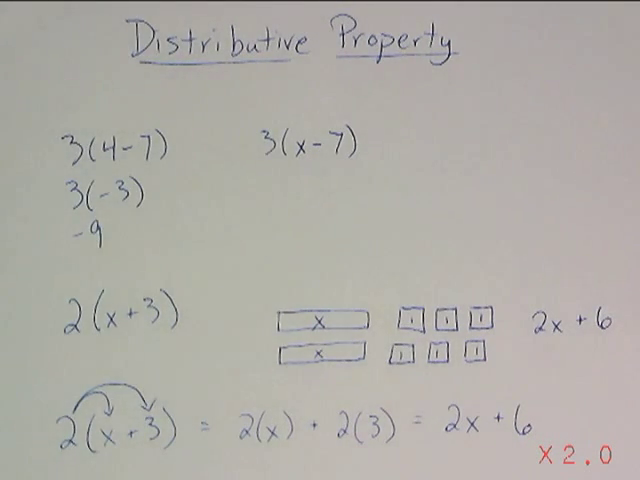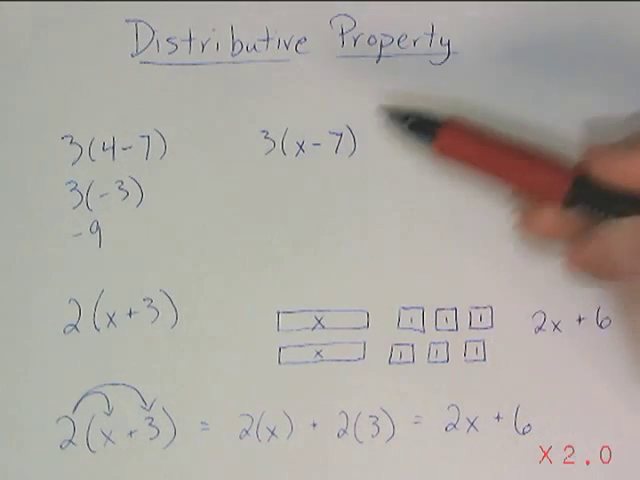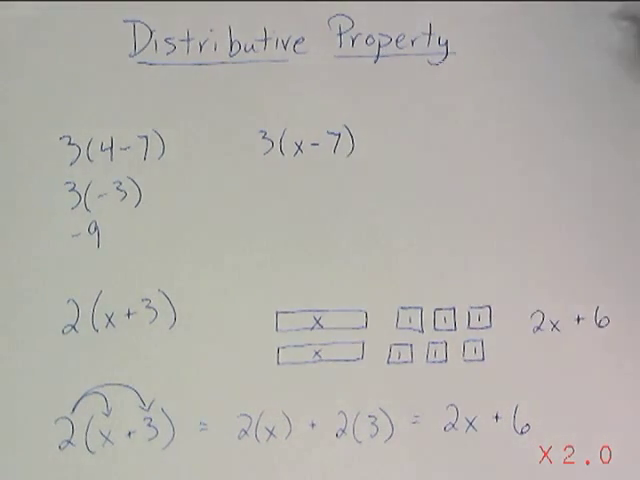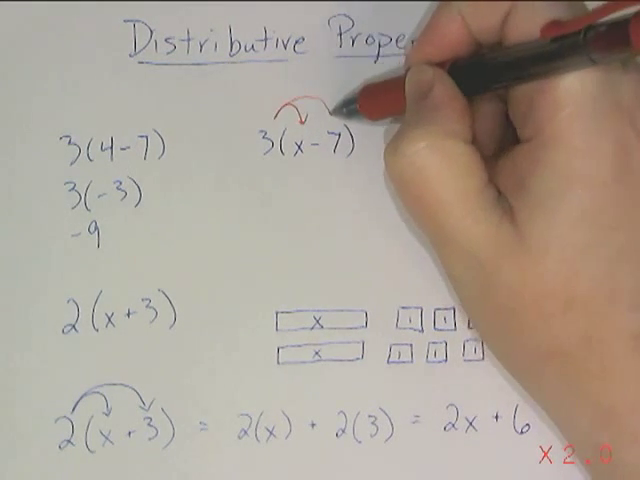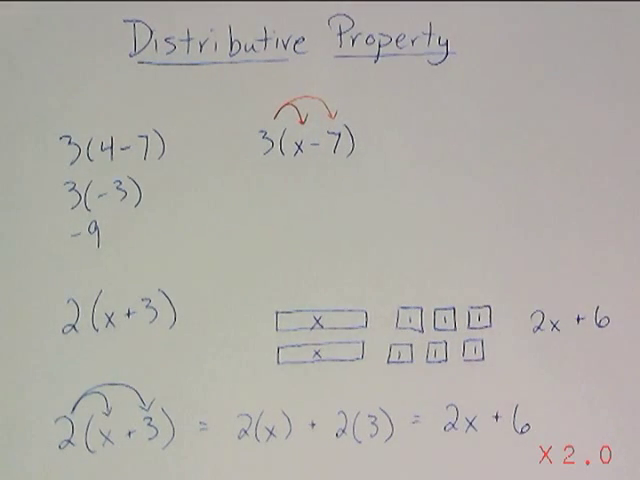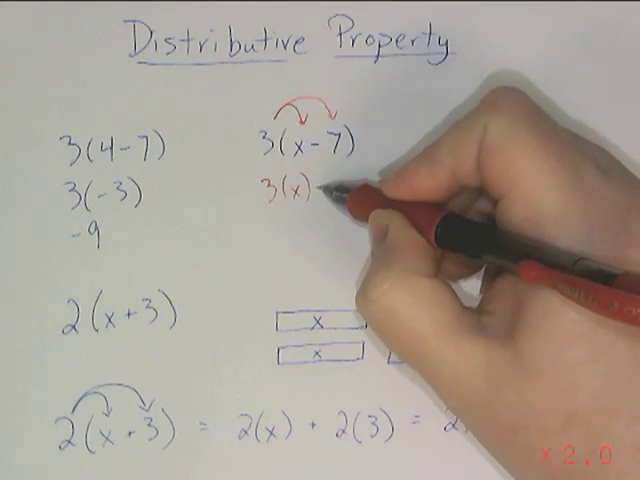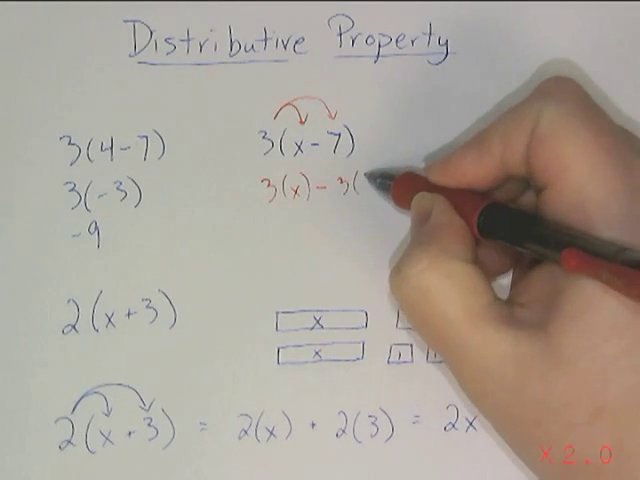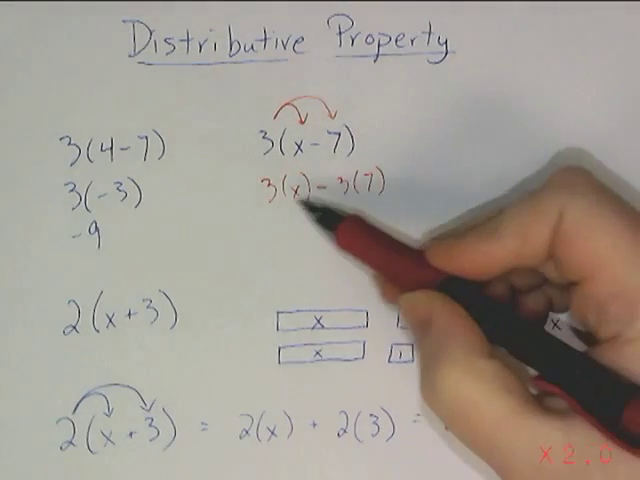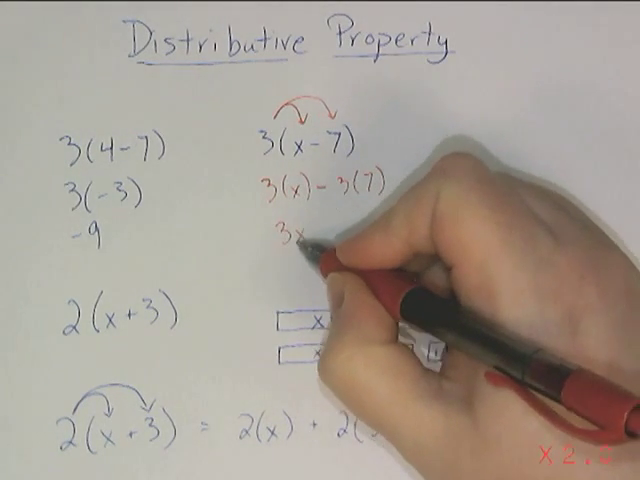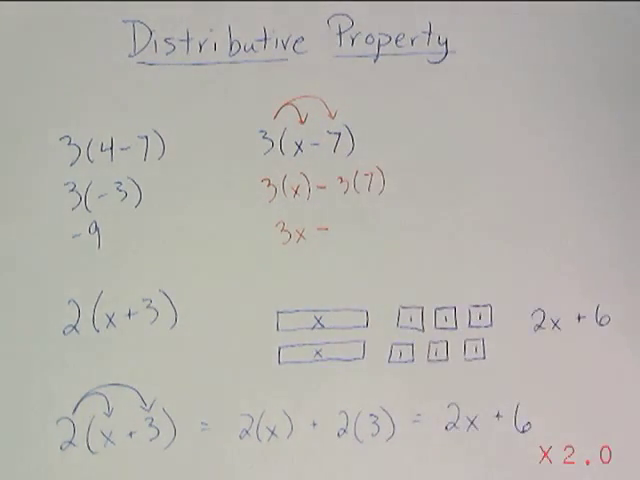Now that we've seen that example, let's go back to the original problem I posed and see if we can apply the distributive property there. If I want to multiply 3 times the quantity of x minus 7, again, I need to make sure that the 3 is multiplied by all of the terms inside my parentheses. So 3 has to be multiplied by x. I copy down the minus sign, and 3 has to be multiplied by 7. 3 times x gives us 3x, minus 3 times 7, which is 21. So now I've simplified that with the distributive property.